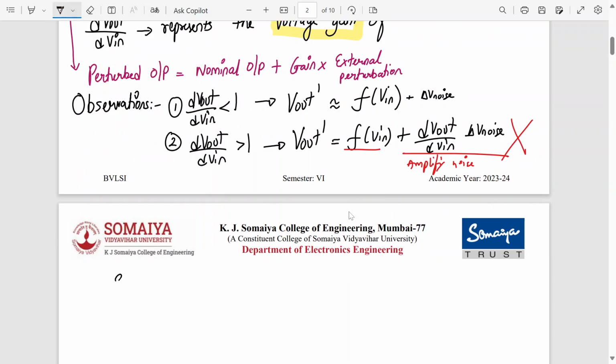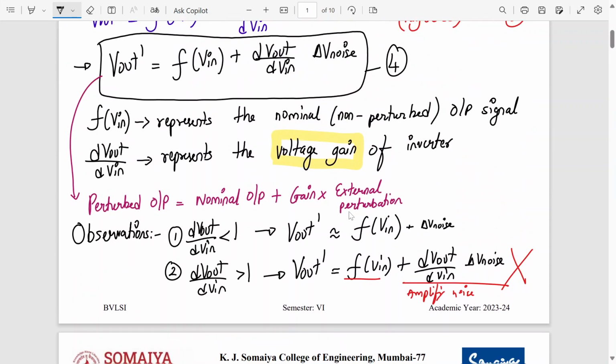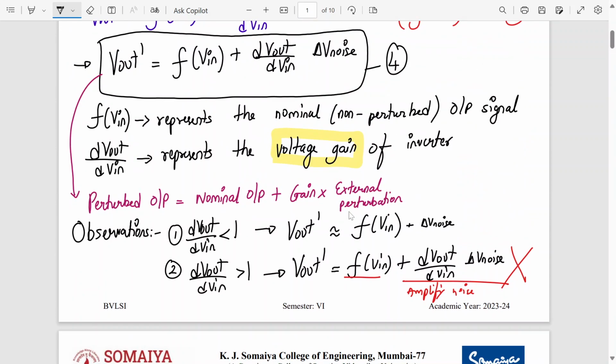So if I take the third case, dV out by dV in equal to -1, what will happen? What will happen to equation number 4? V out dash will become f of V in minus noise. So the noise voltage gets cancelled out. Is that good or bad? That is very good. The effect of the noise is getting reduced. So that's why we take dV out by dV in as -1.